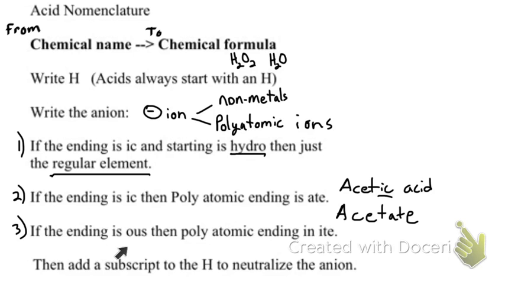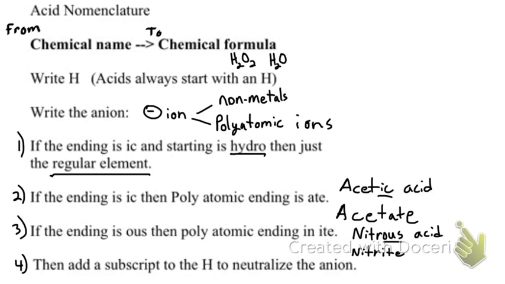If the ending is ous, then it's a polyatomic ion ending in ite. So if you have nitrous acid, sure enough, nitrous ends in ous. If it ends in ous, the polyatomic ends in ite. So this is the nitrite polyatomic ion, and you'll need that when you're actually drawing the formula. And last but not least, add a subscript to the H to neutralize the anion. We'll do several examples of that on the next slide.